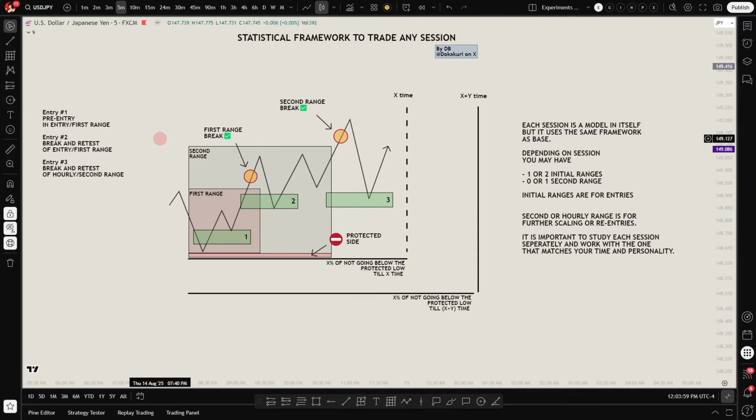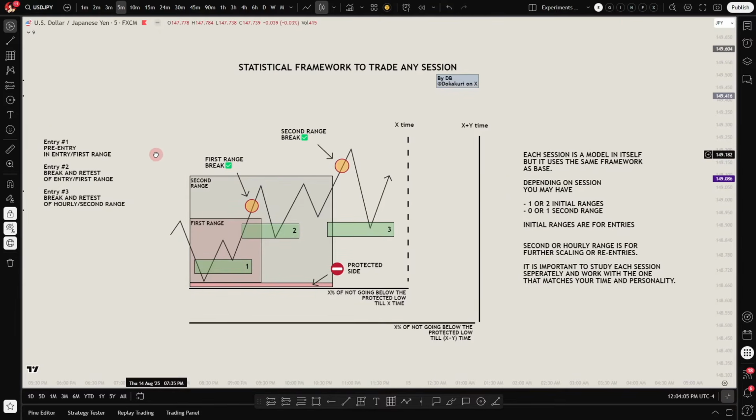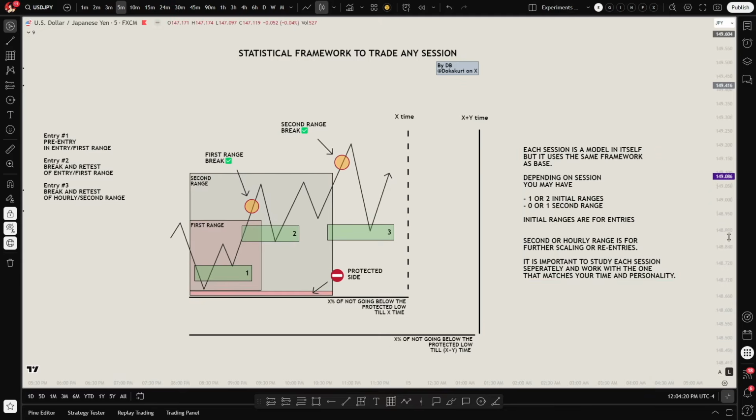Hello everyone. Today I'm sharing a statistical trading framework that can be applied across any session. This builds on the concepts I introduced in my earlier videos about statistical time ranges. The goal of this framework is to help you implement those concepts across sessions, whether it's Asia, London, or New York, using pairs that are most suitable for each.